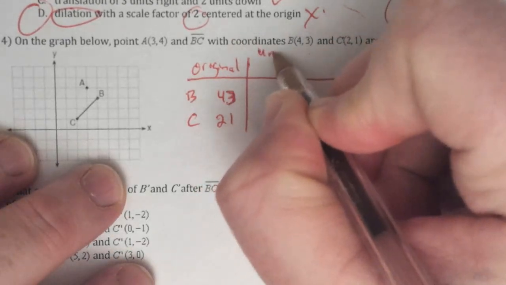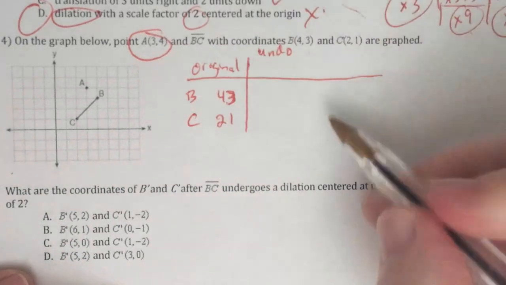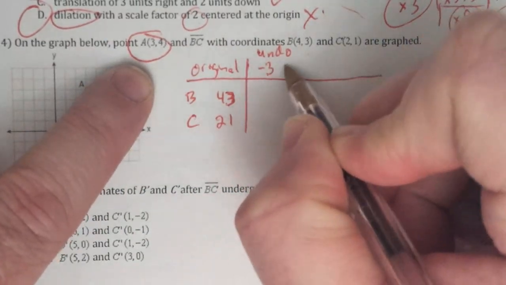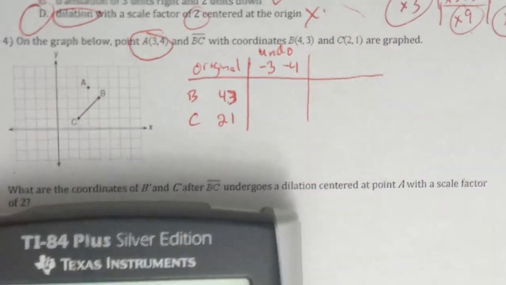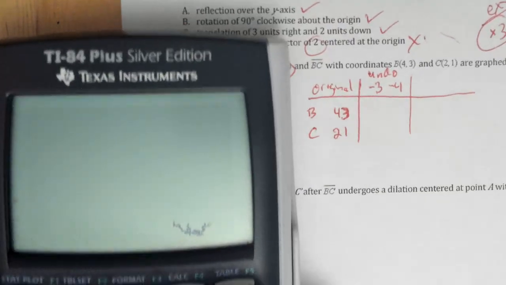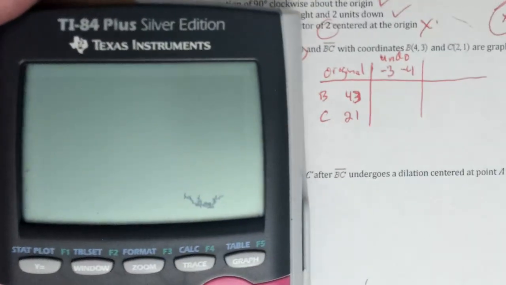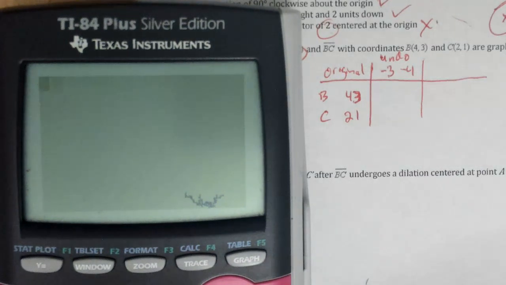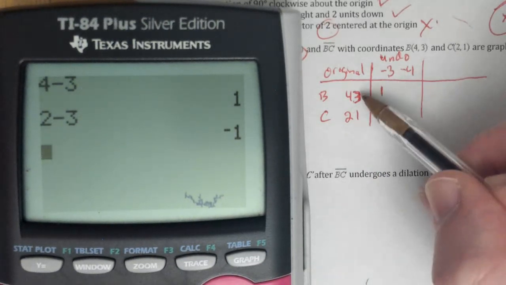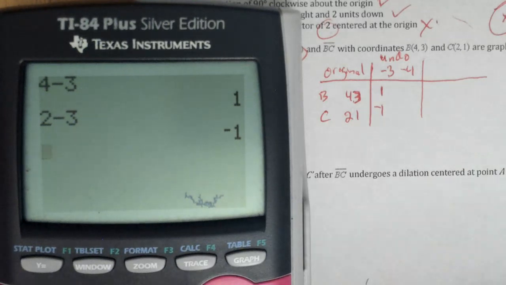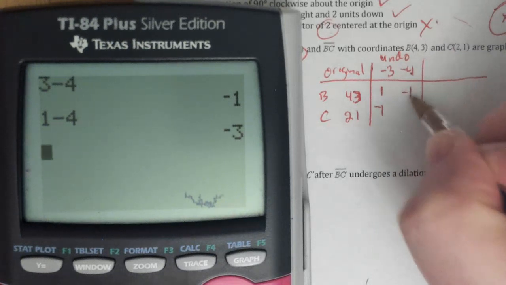All right, we're going to undo. Our center was here, so what's the undo of that? That would be -3, -4. I'm going to subtract 3 from all of my x's, and I'm going to put my calculator right here so you can see what's going on in my head. We take 4 and subtract the 3, and take that 2 and subtract that 3. This turns into a 1 and a negative 1. Now I'm going to take all my y's and subtract 4. So 3 minus 4, and 1 minus 4. I get negative 1 and negative 3.